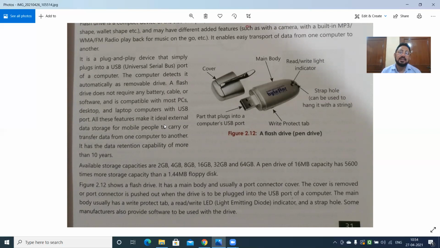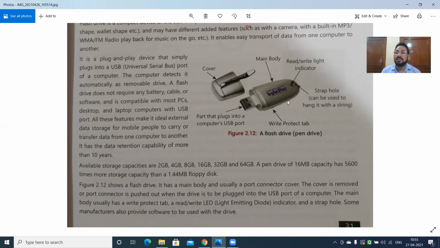All these features make it an ideal external storage device for mobile people to carry or transfer data from one computer to another. It has a data retention capability of more than 10 years, if it is used in a proper way. Available storage capacities are 2 GB, 4 GB, 8 GB, 16 GB, 32, 64, and more now. Even bigger sizes have come. A pen drive of 16 MB capacity is shown here, they have just given a figure, but nobody is using a pen drive of 16 MB. They are using GBs. The figure shows it.